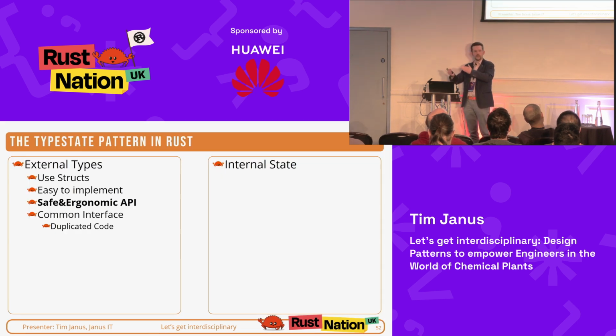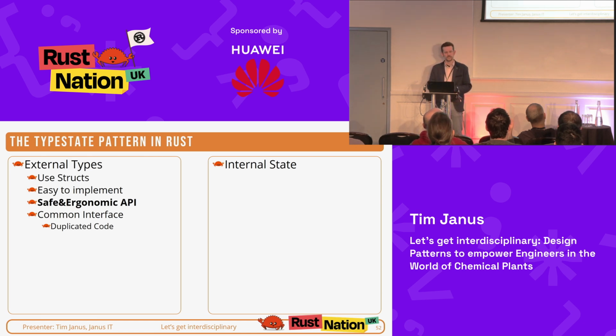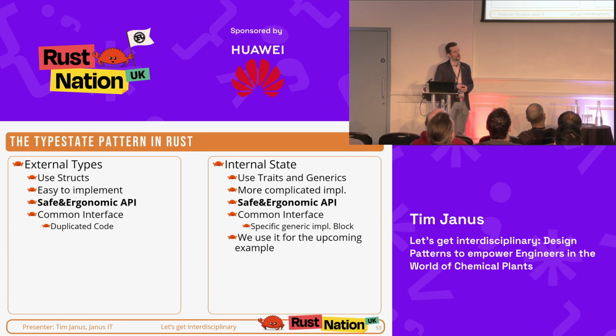We saw with external types, we just used several structs that were moved into each other, transformed. We have the self-consuming ergonomic API already, but we have problems with providing common code for several states. And for this reason, what's done nowadays in Rust is we use traits and generics to define our type states. And this allows us to have common interfaces over all states, for example, with an implementation block. And we will now see this in the upcoming example.